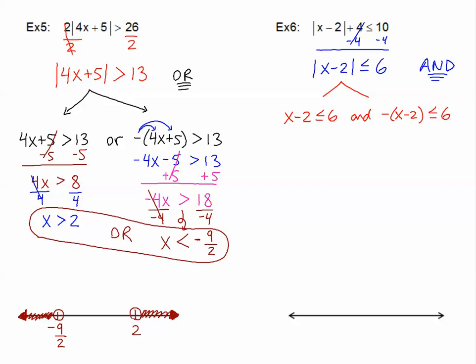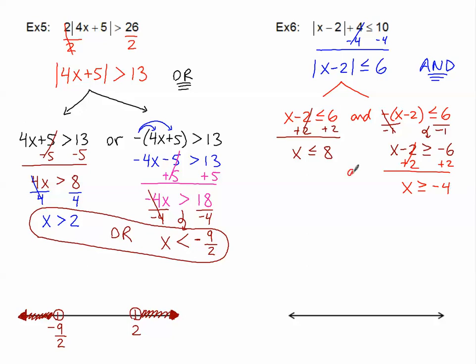And now let's solve each one of these. We've done these plenty of times by now, so I'm going to go a little bit faster. And it looks like we have x is less than or equal to 8. I'm going to divide by my negative 1, and I will have x minus 2. That flips the symbol, of course, to a greater than or equal to, and there's negative 6. And when I add 2 to both sides, I will have x is greater than or equal to negative 4. So these are my two inequalities separated by an and.